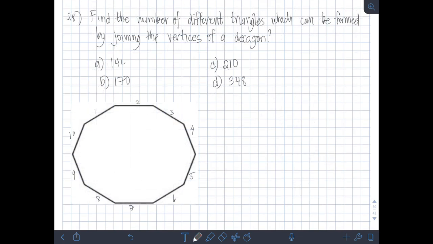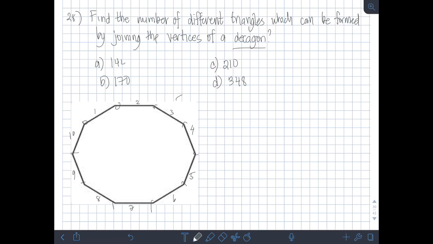Okay? Next, we have find the number of different triangles which can be formed by joining the vertices of a decagon. So, decagon is a 10-sided polygon. So, ito yung drawing natin. Sabi, ilan daw yung number of different triangles na mapaform by joining the vertices. So, meron din tayong 10 vertices. So, ito yun, diba? 1, 2, 3, 4, 5, 6, 7, 8, 9, 10.